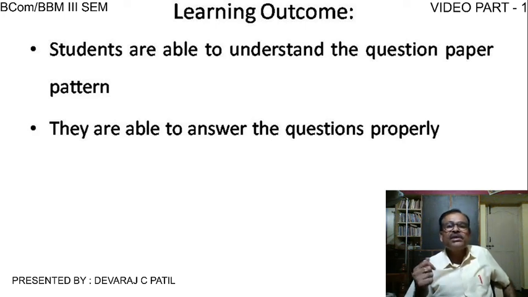So the students will be able to answer the questions properly, because some students usually go wrong while answering the questions if they don't know the pattern of the question paper.